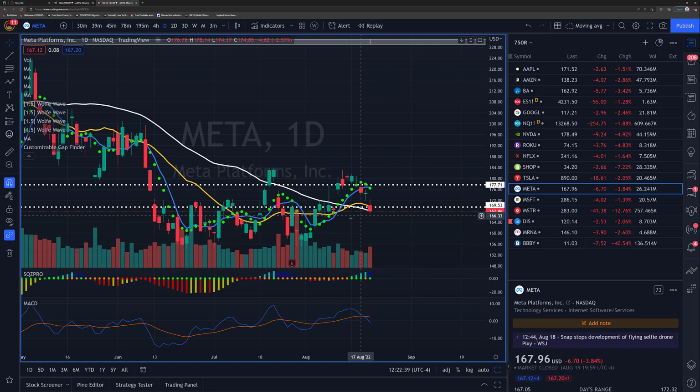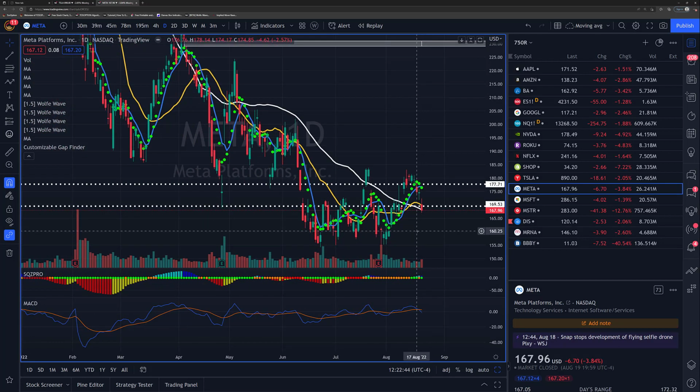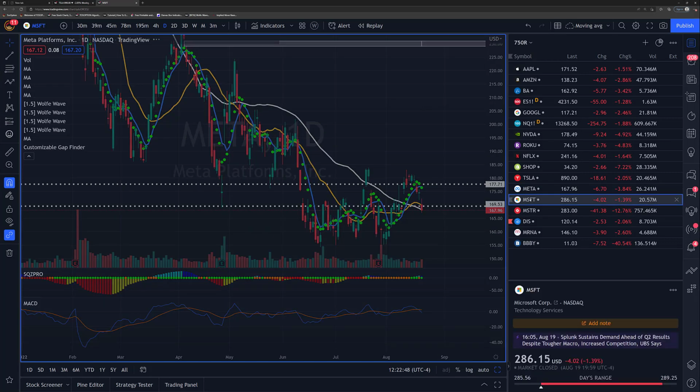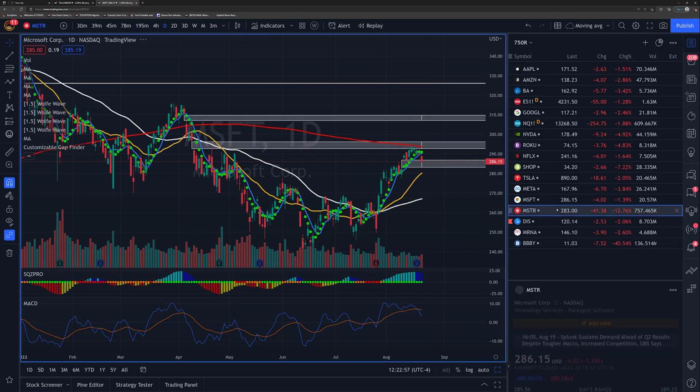Okay, Meta is also rolling over just like Shopify, so I don't know exactly where this is going, but my best guess would be a double bottom attempt here at 162. Microsoft is a strong stock that looks very similar to Amazon. It's got a gap fill here at 283 and a retest of the 21-day moving average at 280.